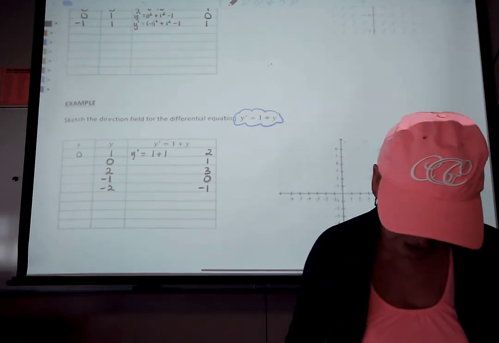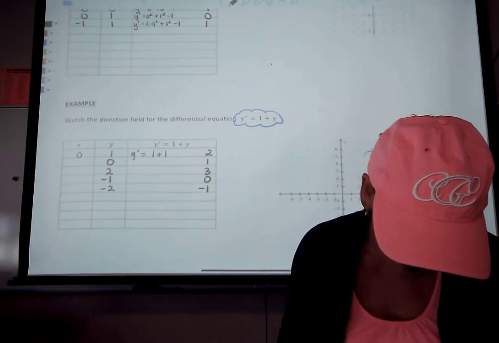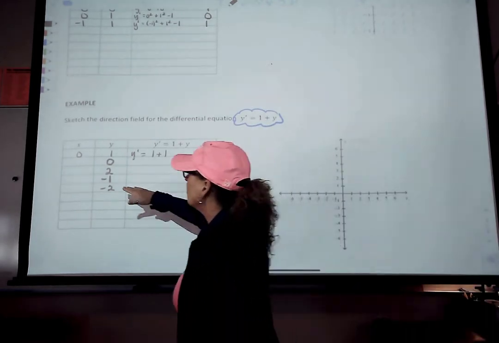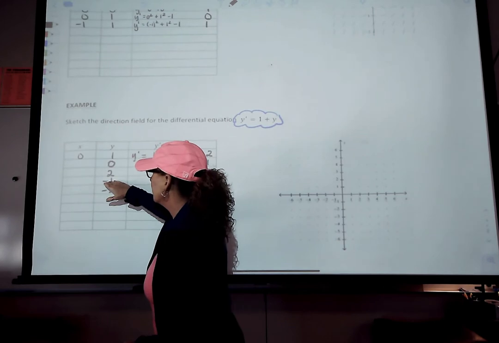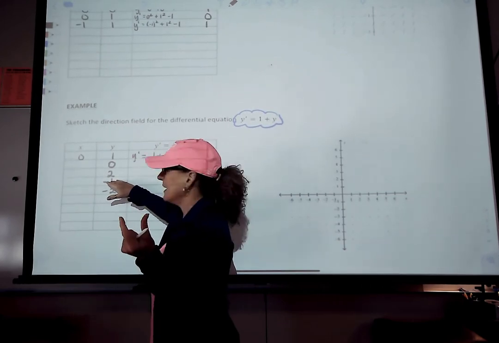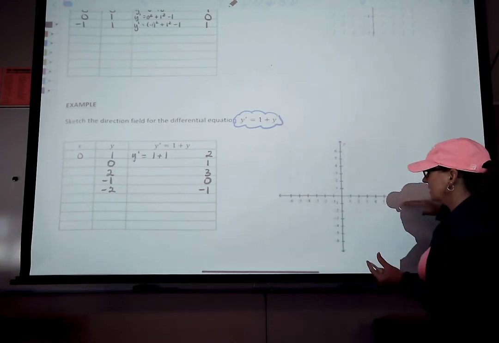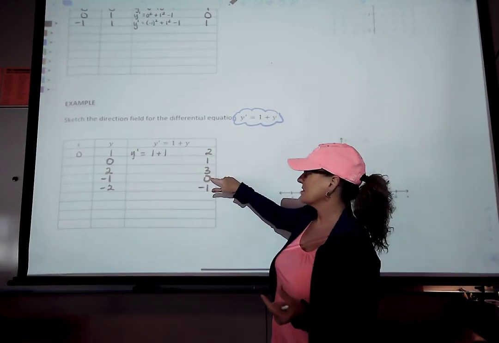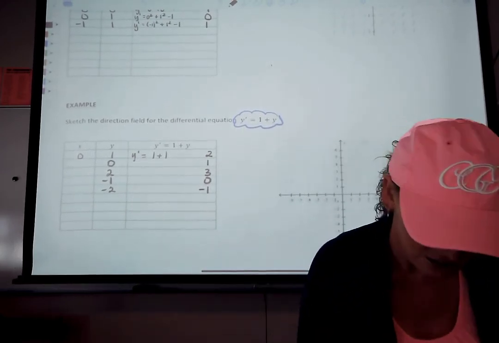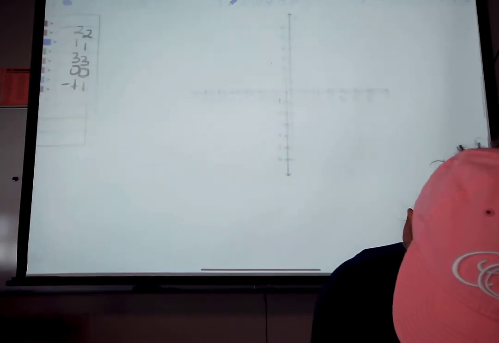Okay, so let's graph some of these. I'm going to do the easiest. Everywhere that y is negative 1, we need to graph a sample tangent line that has a slope of 0. Everywhere that y is negative 1, we're going to graph a sample piece of a tangent line that has a slope of 0. So here I go.